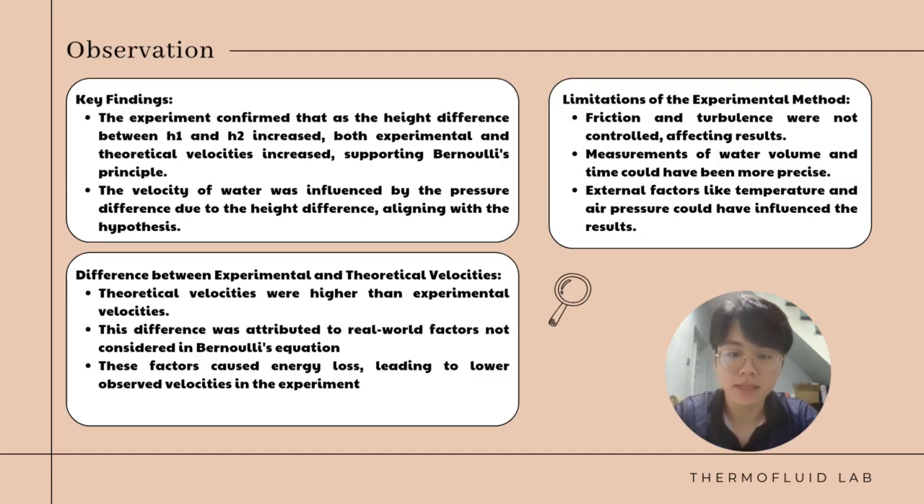Theoretical velocities were higher than the experimental velocities. This is because the difference was attributed to real-world factors not considered in Bernoulli's equation, such as friction and turbulence at high flow rates. So these factors caused an energy loss, leading to lower observed velocity in the experiments.